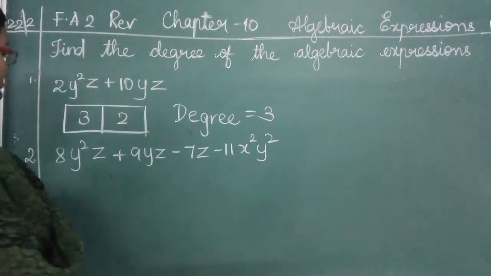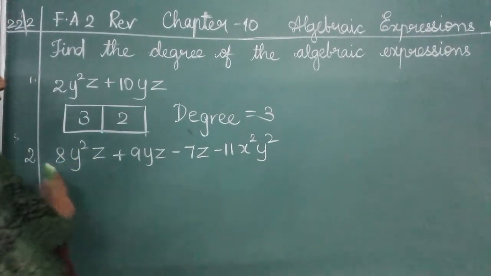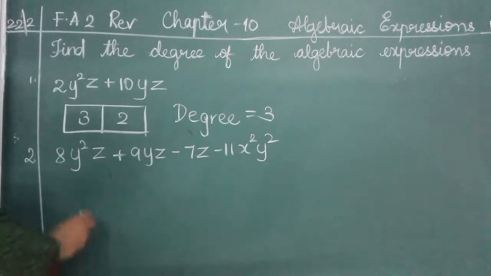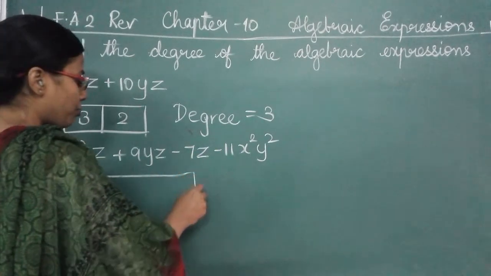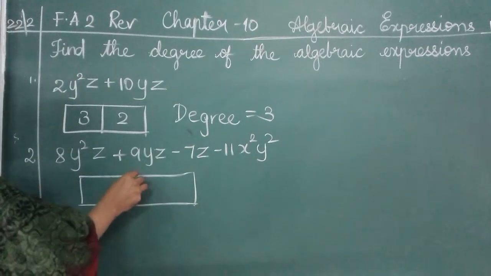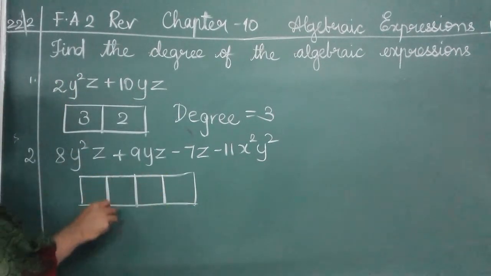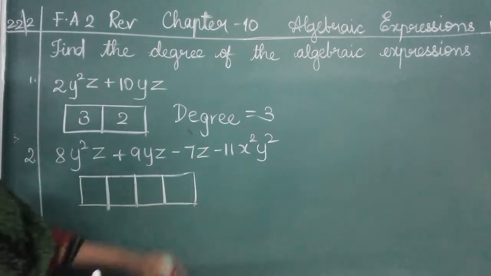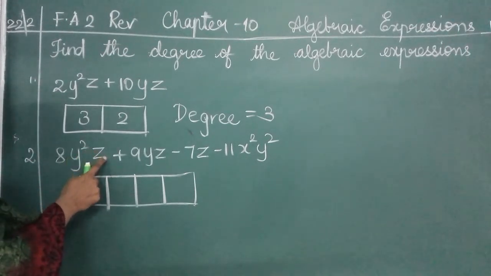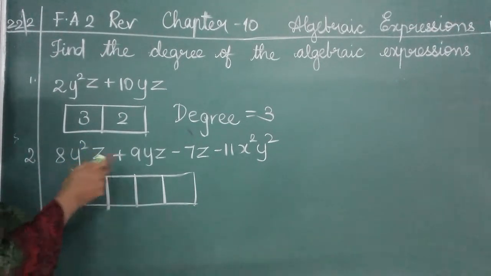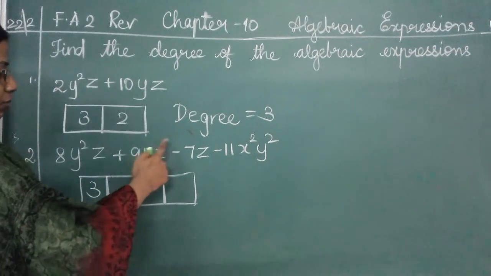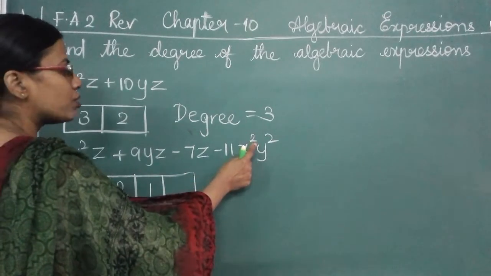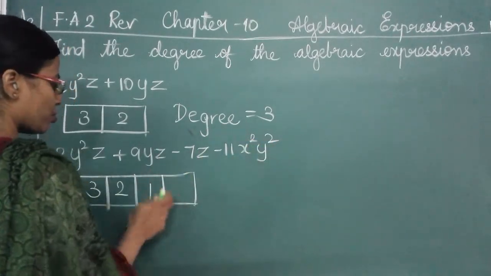Understood? So now let us do the next question. So how many terms are there? 1, 2, 3, 4 terms. How are you able to decide that there are 4 terms? Because you know that the arithmetic operation is going to separate one term from the other term. So we are going to draw 4 boxes and here it is y square z. 2 plus 1 is 3 and here y 1. 1 plus 1 is 2. Then z is 1. So 1 square plus square, that is 2 plus 2 is 4.